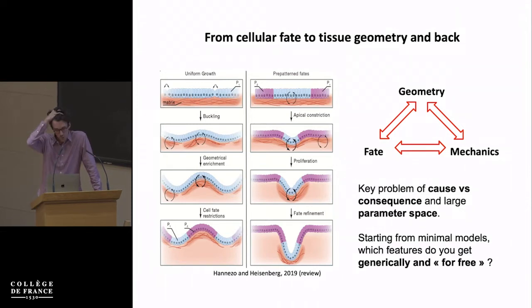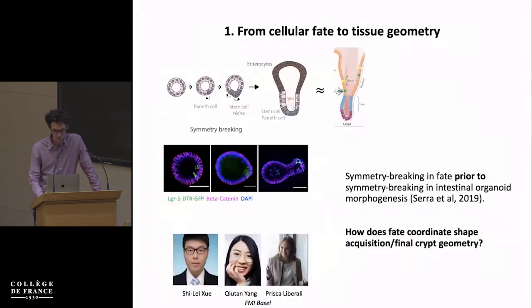And so what I want to talk about today is essentially to start from minimal models, soft matter inspired models, where we start from first physical principles, and we want to ask what are the kinds of features, what are the kinds of feedback that you almost get for free, without putting in some complex ingredients. And so the two stories I'm going to talk about are, the first one, linking fate to geometry, and the other one linking geometry to fate, before trying to wrap it up in the concluding slide.